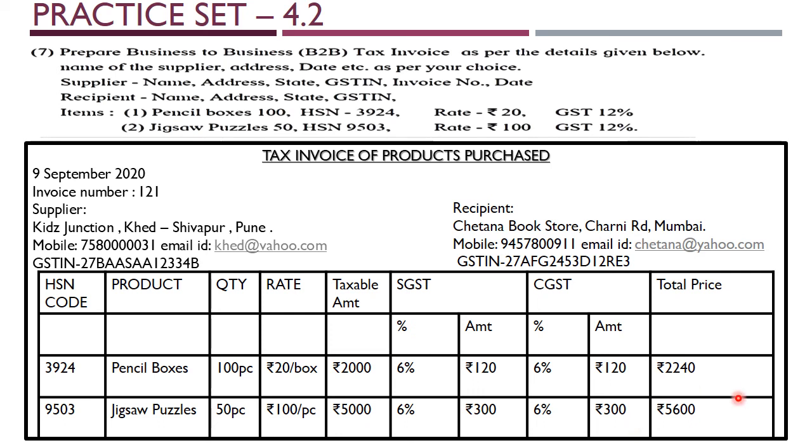Now finally comes the total price, which will be 2000 plus 120 plus 120, that is 2240. Similarly 5000 plus 300 plus 300 will be 5600. So these central GST and state GST calculations you have to show or you have to do, and the total price also you need to calculate. Rest things are given, and the supplier address and recipient address can be written as per your choice. So this is how we can write the tax invoice, or we can show the tax invoice.